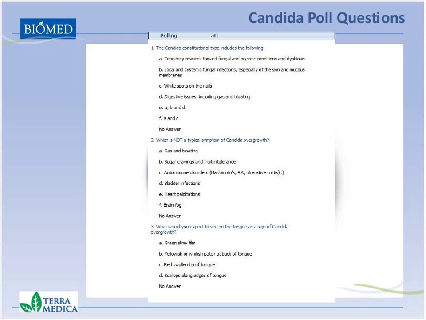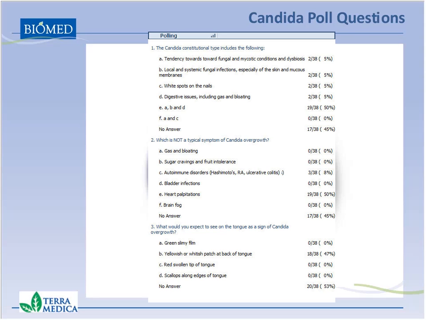The first question is, the Candida constitutional type includes the following: A, tendency towards fungal and mycotic conditions and dysbiosis. B, local and systemic fungal infections, especially of the skin and mucous membranes. C, white spots on the nails. And D, digestive issues, including gas and bloating. So the answer is A, B, and D. It does not include white spots on the nails.